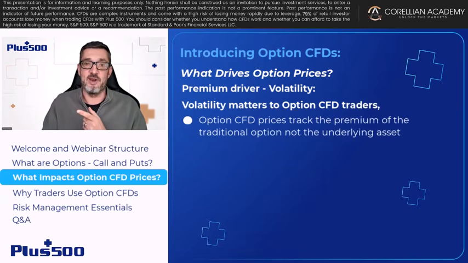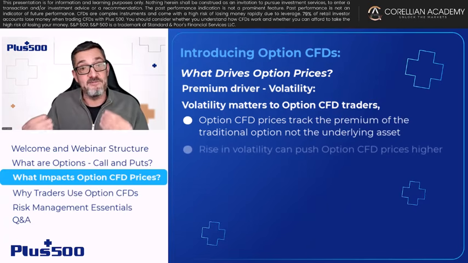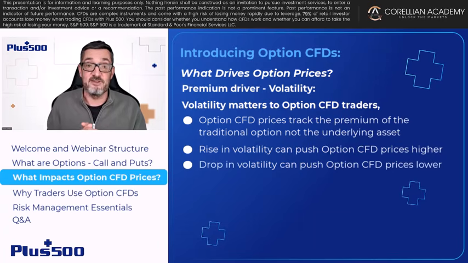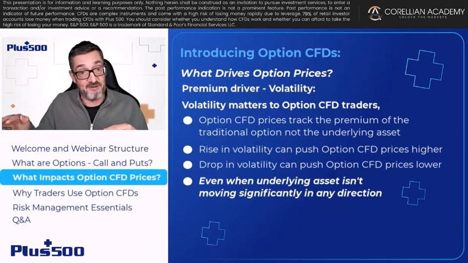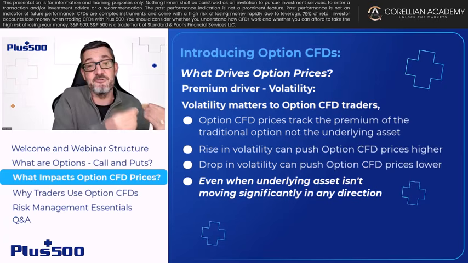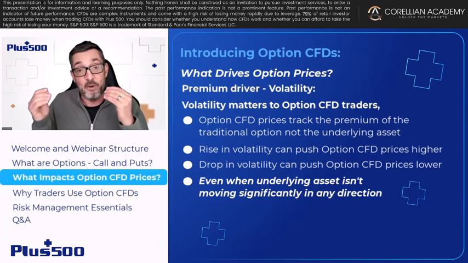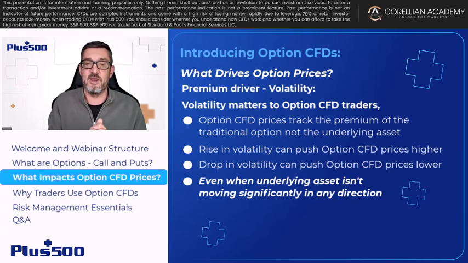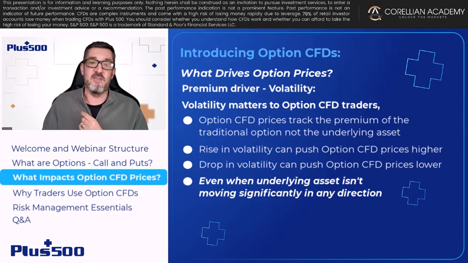This matters for option traders because option CFDs track the premium of the real option and not the underlying asset. A rise in volatility can push option prices higher, while a drop in volatility can push them lower, even if the underlying chart looks completely flat. This is one of the biggest differences between option CFDs and standard CFDs, and one of the most important concepts for traders to understand. This is why traders watch volatility just as closely as price, sometimes even more closely.